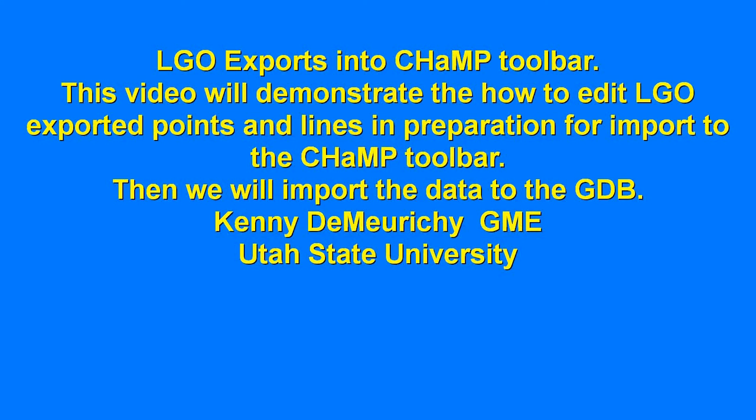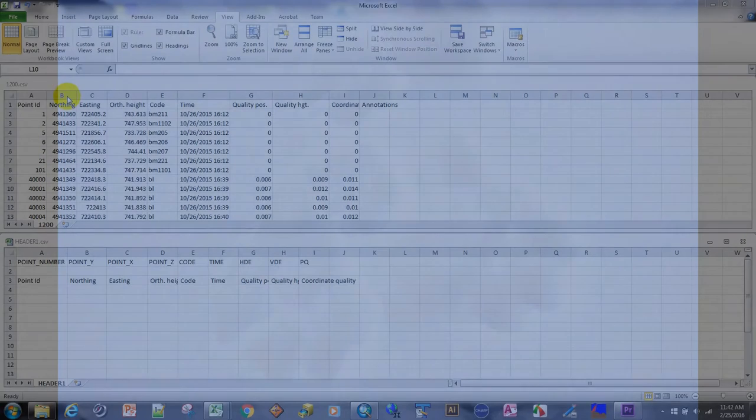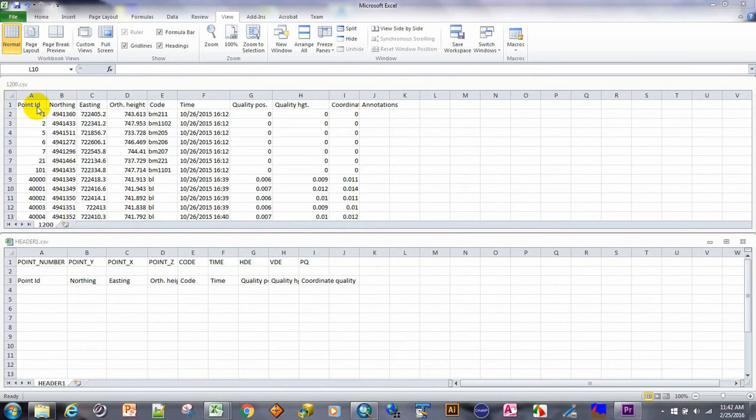In this video, we will demonstrate transitioning from LGO to the Champ toolbar. We will learn how to edit the CSV and the breakline shapefile. This file was exported from LGO, and as you can see, the headers have spaces and periods in them. So we have to edit those.